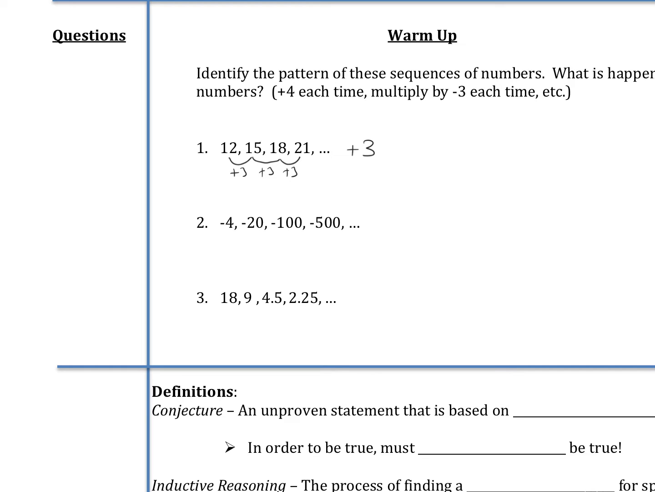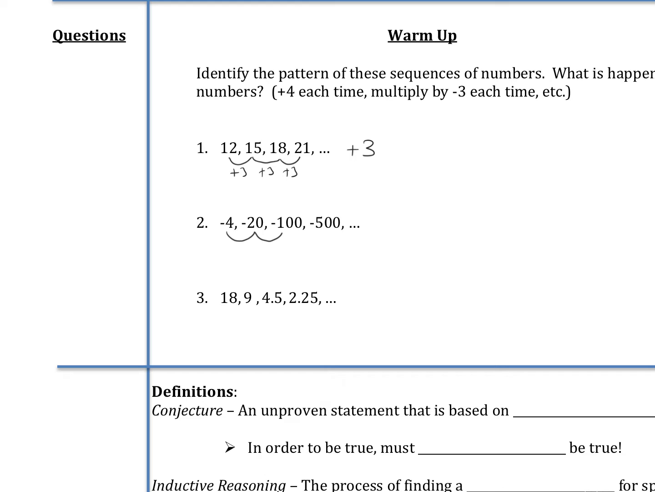We have negative 4 to negative 20. How do we get from negative 4 to negative 20? Well, we could subtract 16 to get to negative 20, but if you go from negative 20 to negative 100, you can see that's not going to be minus 16. That'd be the negative 36 would be the next number. So it's probably not addition or subtraction. How about multiplication or division?